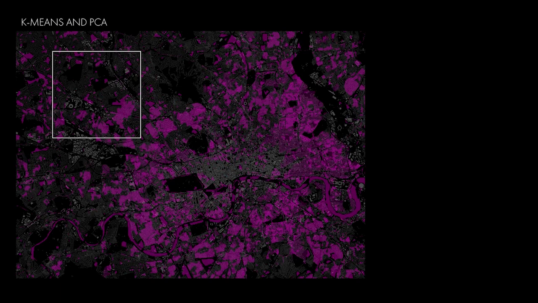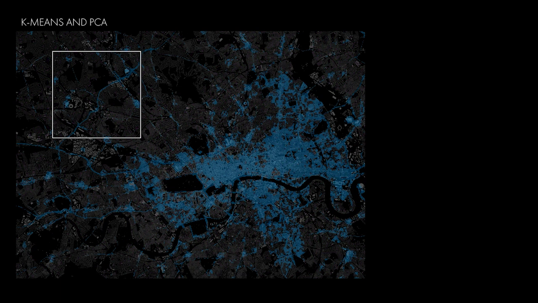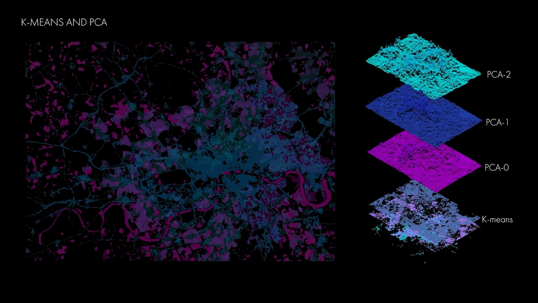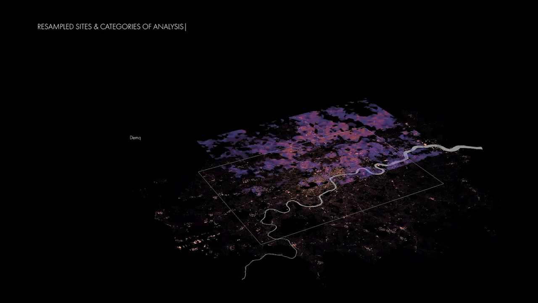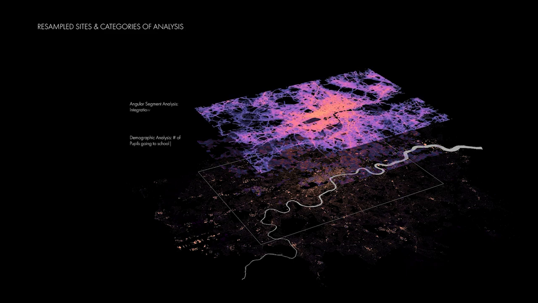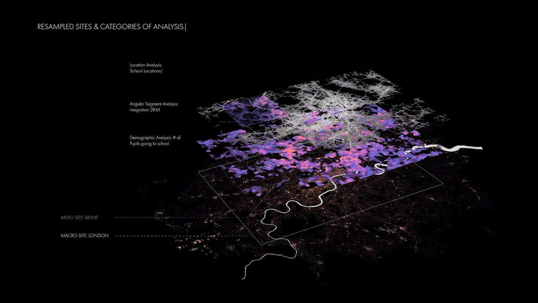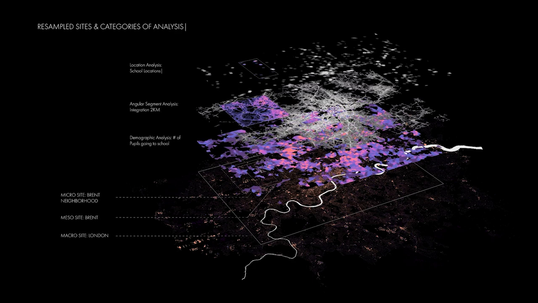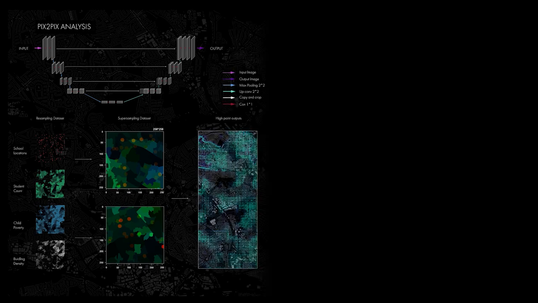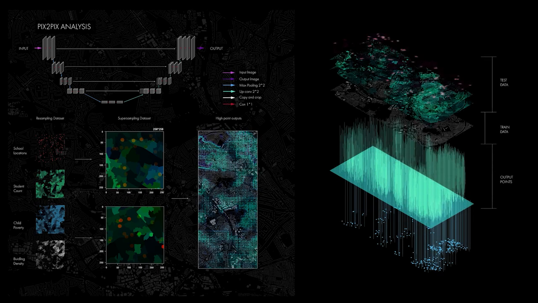PCA revealed Brent as a prime location due to its balanced representation of influential themes. By combining PCA and K-means clustering, we identified patterns that highlighted Brent's challenges, including low school attendance and high negative influences. This informed our decision to focus on Brent, using detailed network, location, and demographic analyses to narrow down the ideal intervention site. We used Pix2Pix and generative adversarial networks, GANs, to turn complex datasets into visual maps.